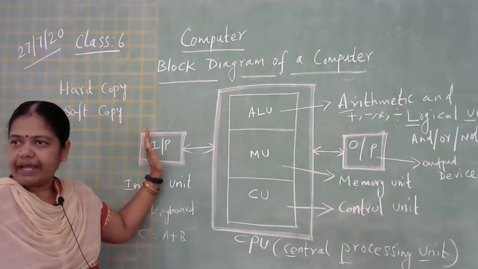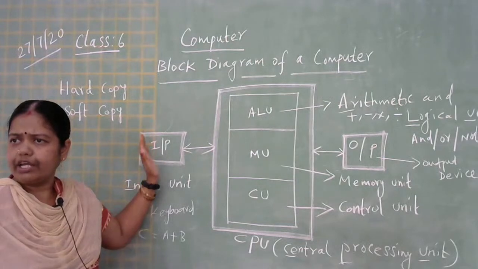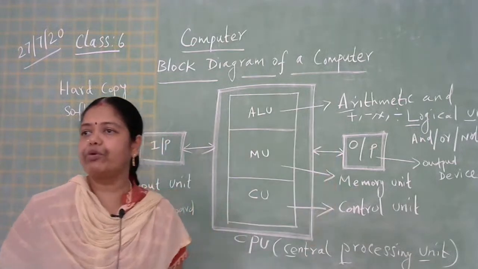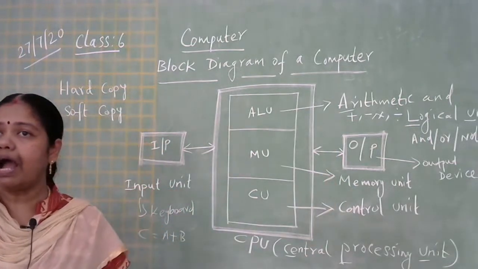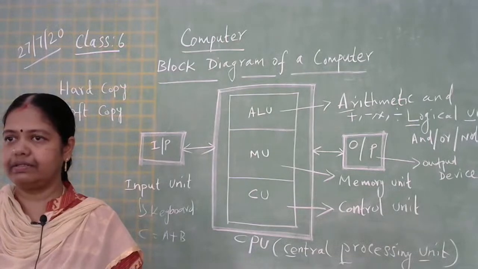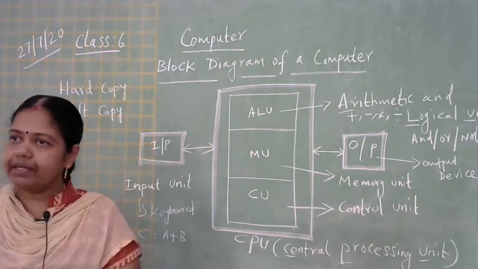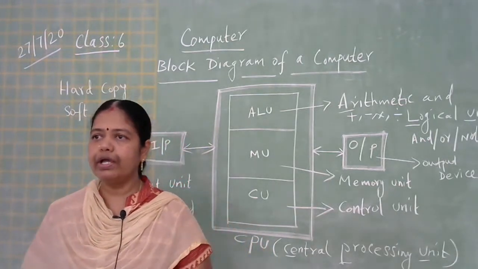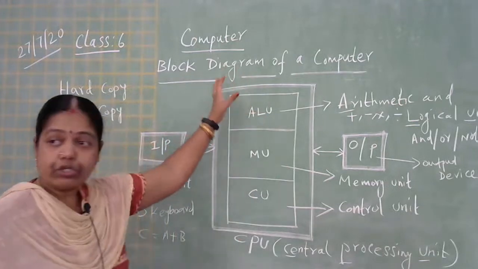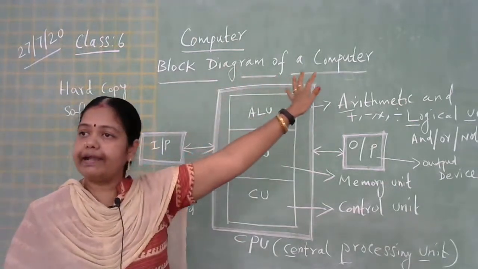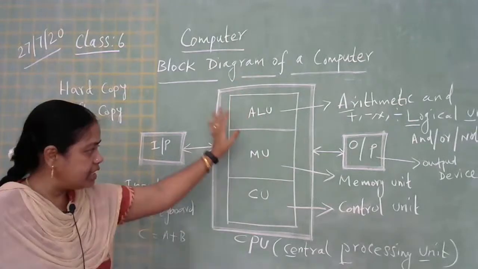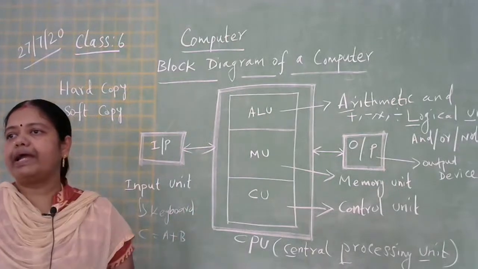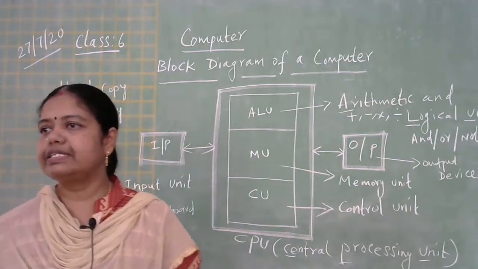So input we can access with the help of the input devices and we can process it in the CPU. Then we can produce the output with the help of the output devices. You can make a small notebook, 60 pages or 100 pages. In the notebook, write introduction to the computer, then block diagram of a computer. Below that, draw this diagram. The remaining, I will give you the instructions later.